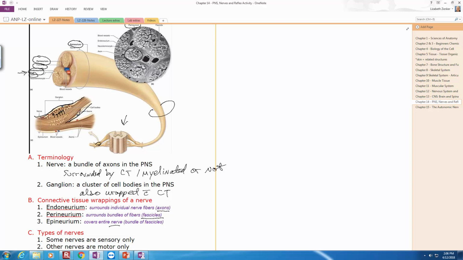Or you could say, instead of bundle of fascicles, what else could you say? Bundle of axons within the fascicle, right? So that would be accurate too.